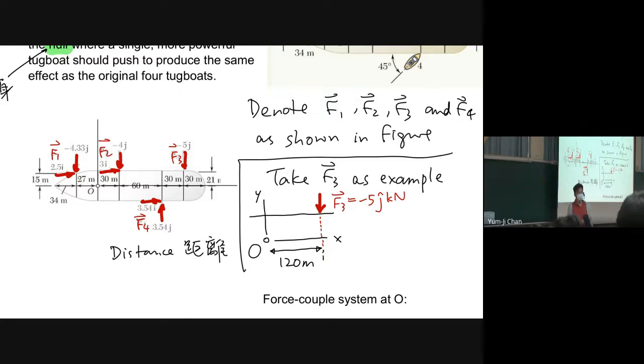What we want now is to express this at point O. So we move this to here. So we will have one force and then one couple. Should it go this way or this way? It seems we go this way, right? We have here F3, and then we have MO3.